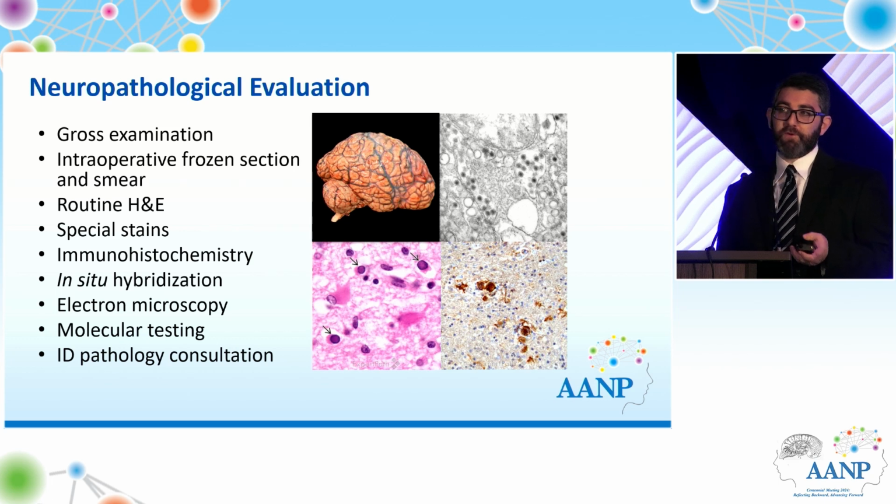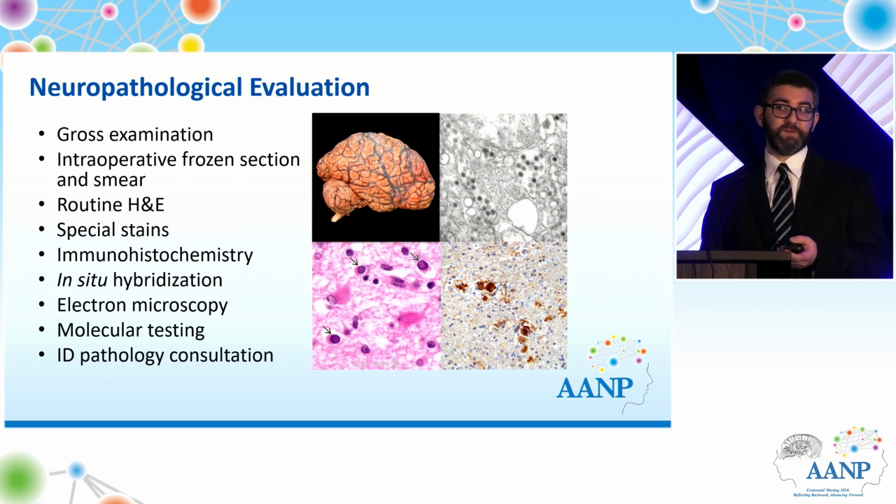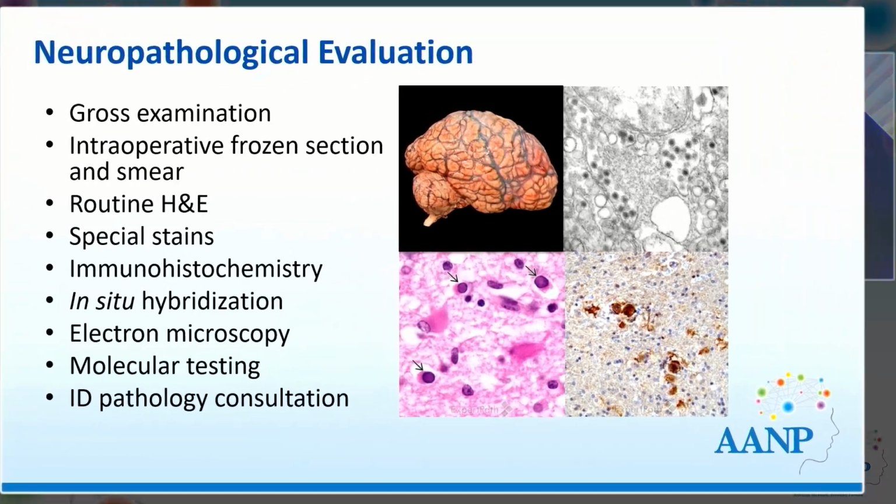So as you all know, we have a variety of tools available to us as neuropathologists: gross examination, frozen sections, routine H&Es, special stains, which I know some of you may not like looking at as much as I do, but that's the most important step, is to look at the stains after you order them.